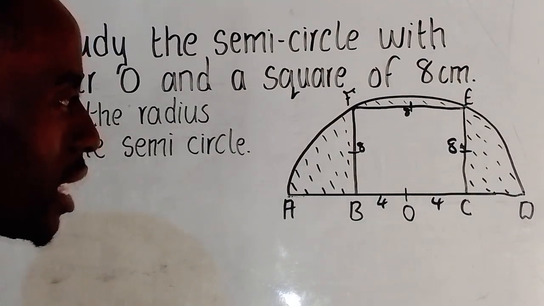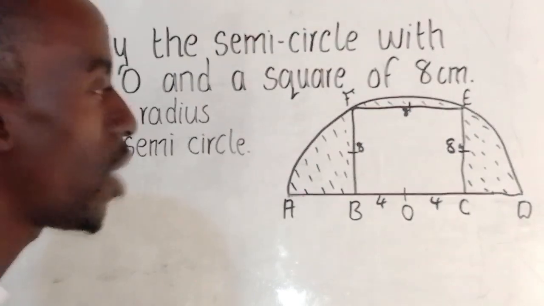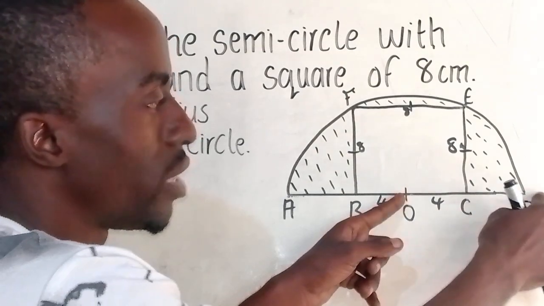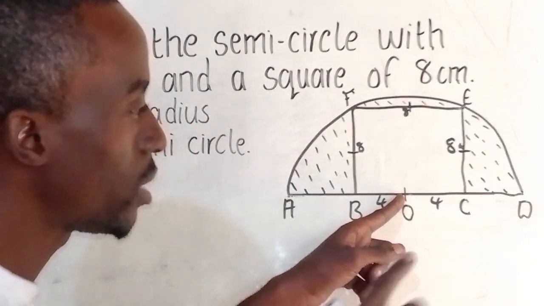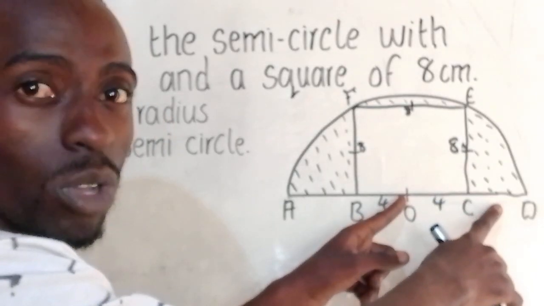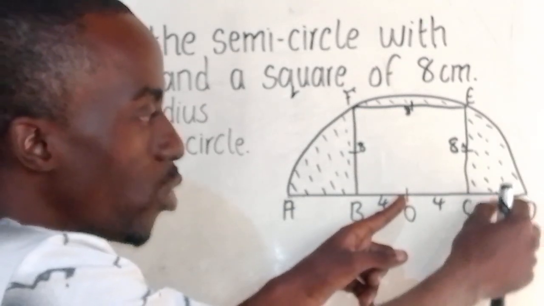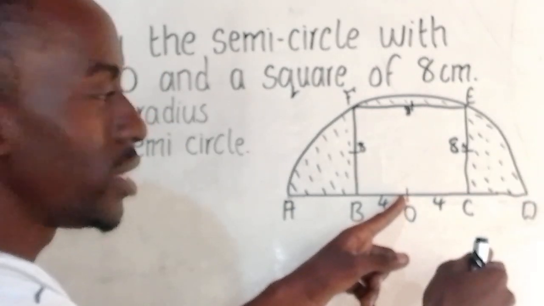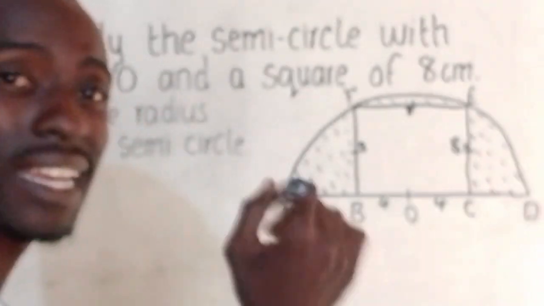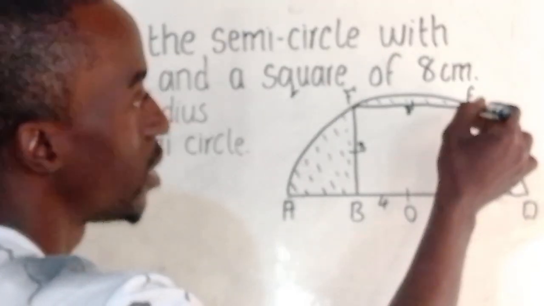Now, how can we find the radius? How can we find the radius from here to there? Don't assume that because here there is 4, even there is 4. No, we are not aware of the length which is here. So what we do is we draw an imaginary line, from here, like this.